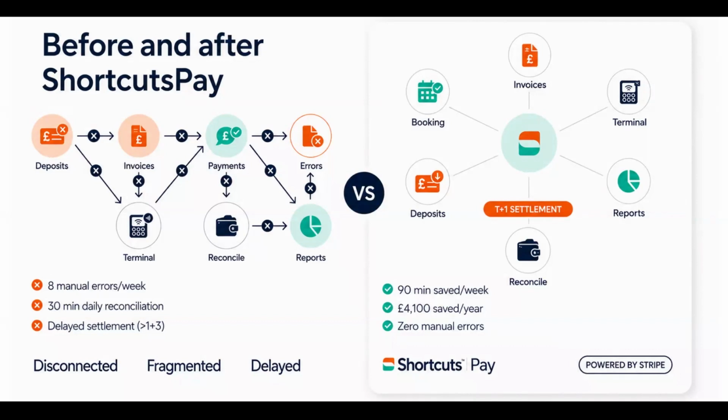But with Shortcuts Pay, powered by Stripe, it's all in one easy to locate dashboard. So much easier. It's all done within Shortcuts Fusion. Invoices, card terminals, reports, reconciliation, deposits, all done. And we're saving now 90 minutes a week, roughly £4,000 a year. That's a lot of money. It's almost money we had lying around from errors before and things like that. We're saving it without really having to do quite literally anything. Zero manual errors. Okay, so that is where Shortcuts Pay comes in.